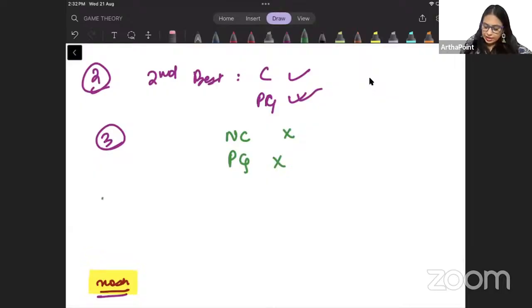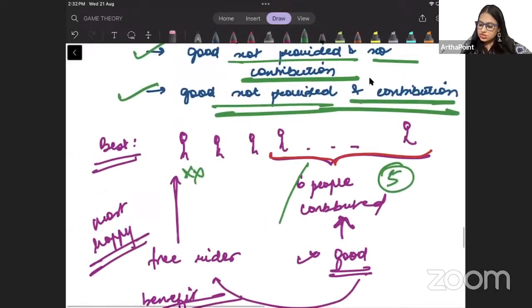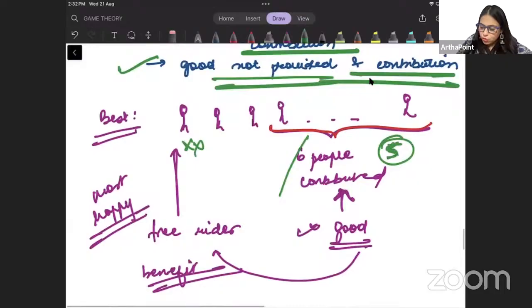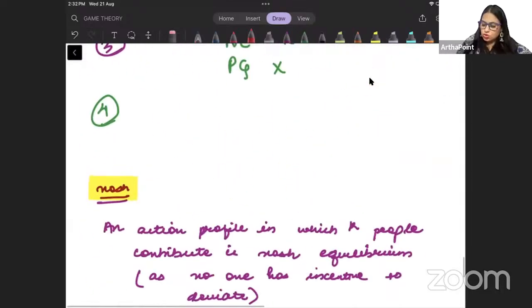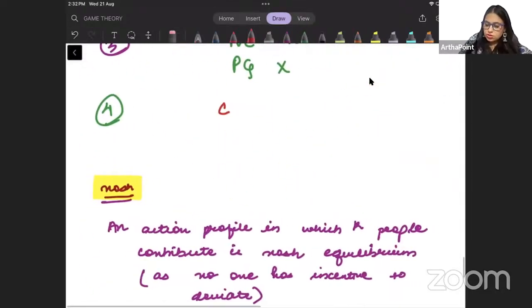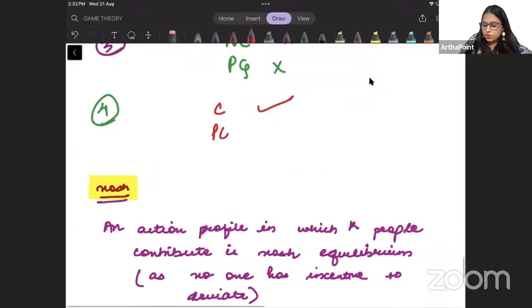Right? And fourth option. Fourth is, among the 5 people who contributed, he was among them. ये इसने contribute तो किया, but contribution only came from 5 people. Right? So contribution, but public good not provided.